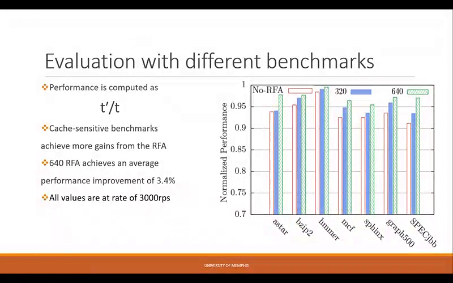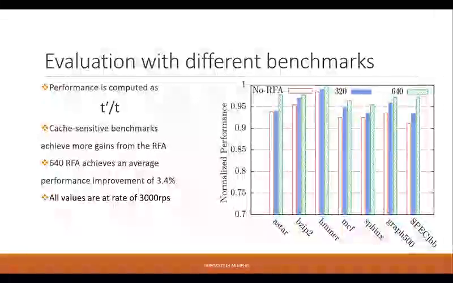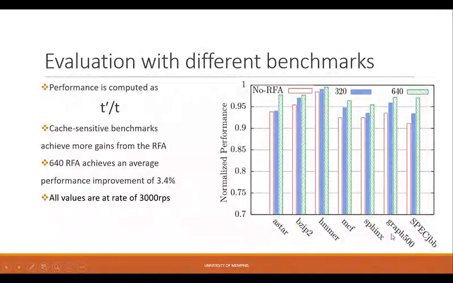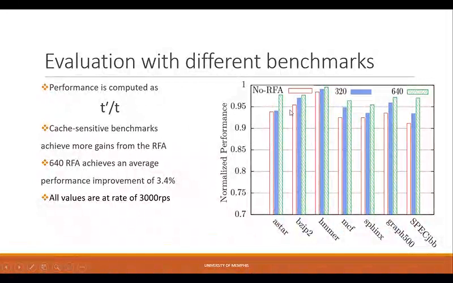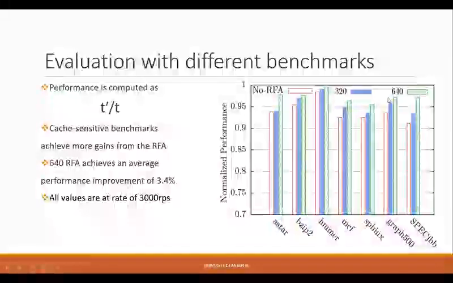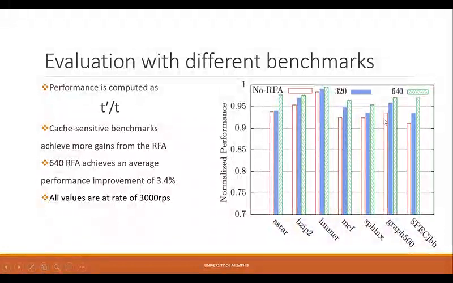So before, in the previous experiment, they just used the LLC experiment. Those are some other benchmarks like the LLC, but they are different standards. So they run the same experiment here, and from what we see, the RFA, like 320 or 640, always achieves some benefits.